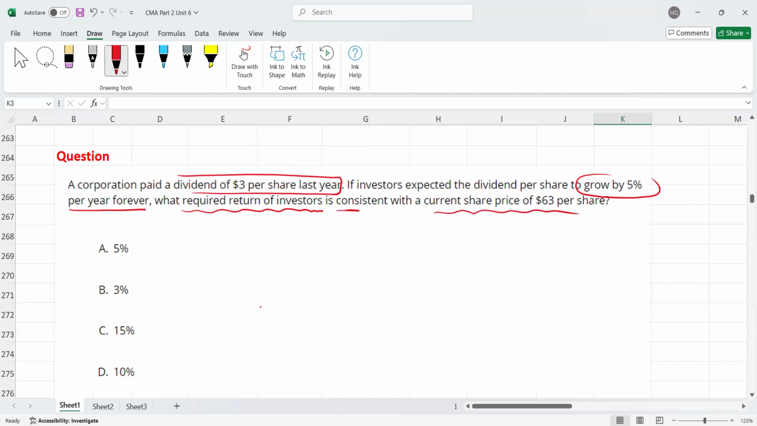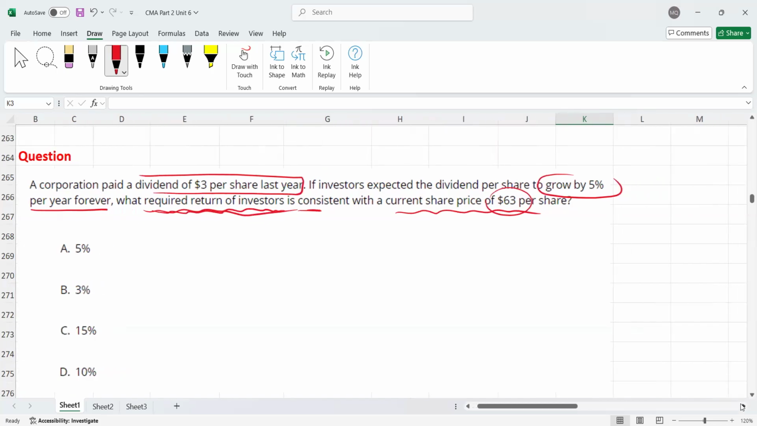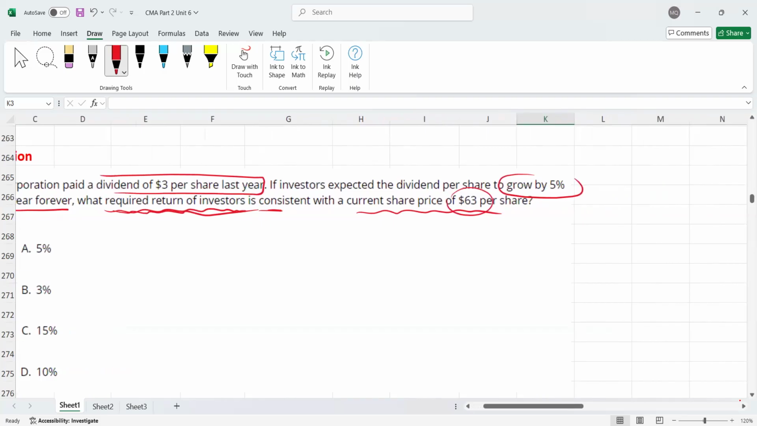So guys, see here, you are not required to calculate the market value of shares. The market value of the share is already given, $63. Here you are required to calculate the investor required rate of return. Now you will apply the formula first. What was the formula? Market value equals last year's dividend into 1 plus growth.